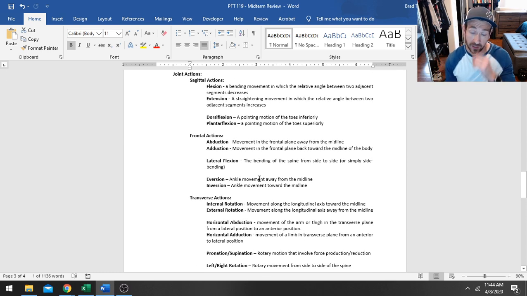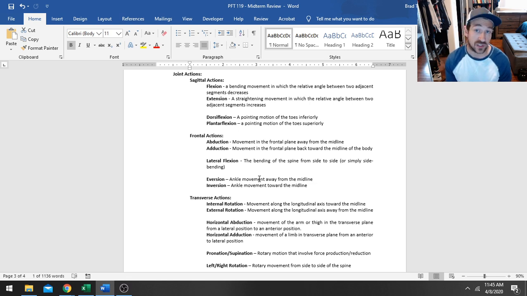Okay, let's go ahead and look at our joint actions here. So talking about the sagittal plane, you've got a few different movements that only occur in the sagittal plane. That's going to be flexion and extension. Flexion is a movement where the angle between two joints is going to decrease. So if I went from 180 down to 90 down to 45, right, that angle is decreasing. That's going to be things like elbow flexion or spinal flexion. Extension is where the angle is increasing, so from 45 to 90 to 180, right? That's going to be extension.